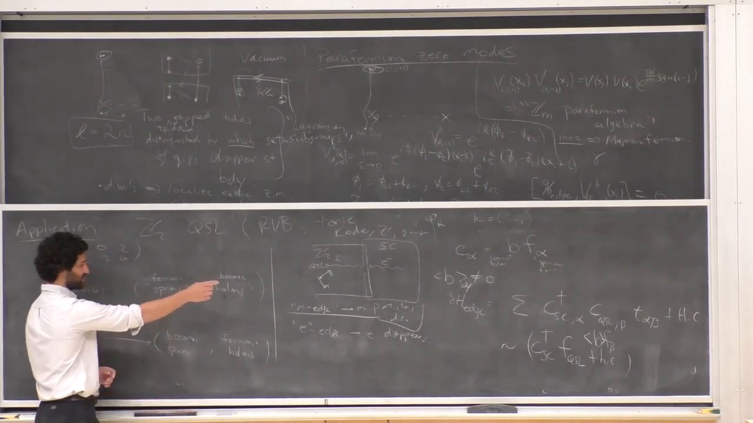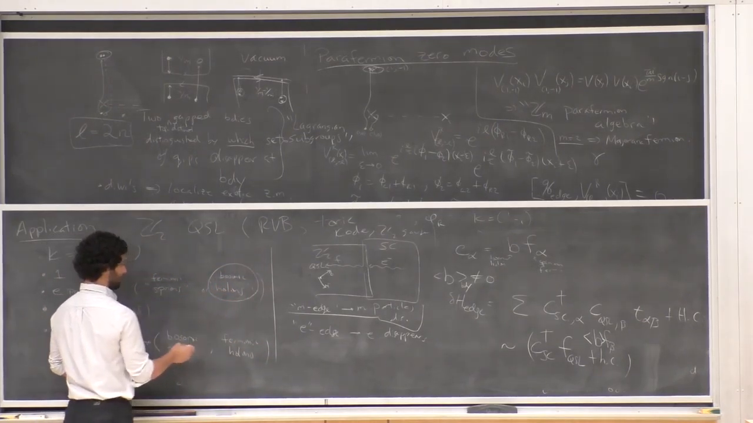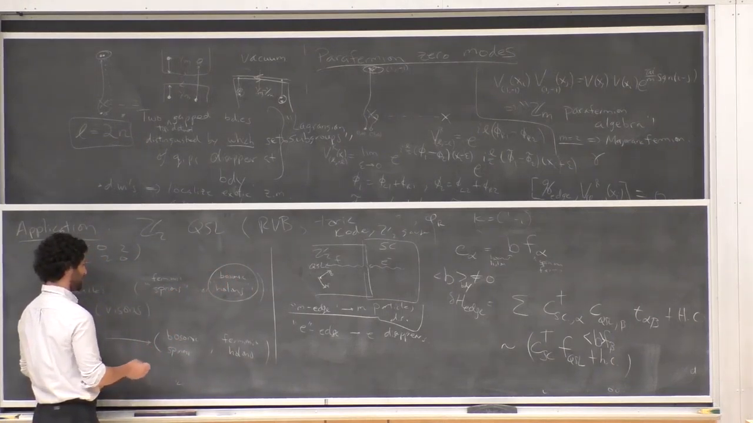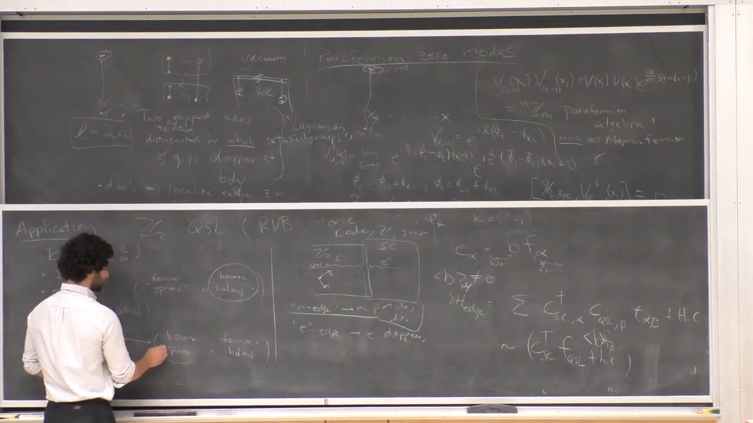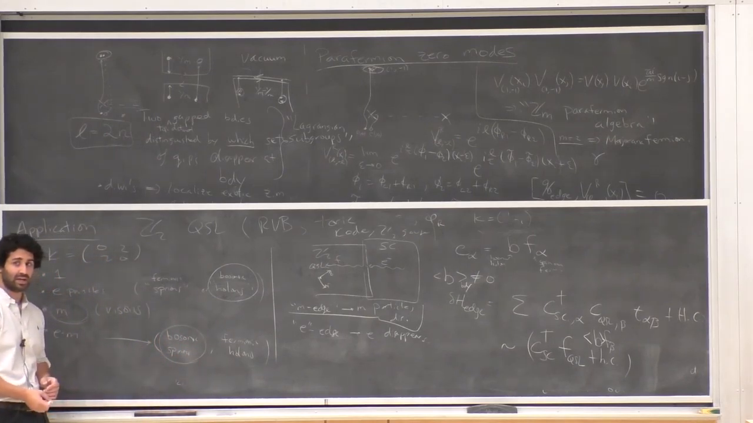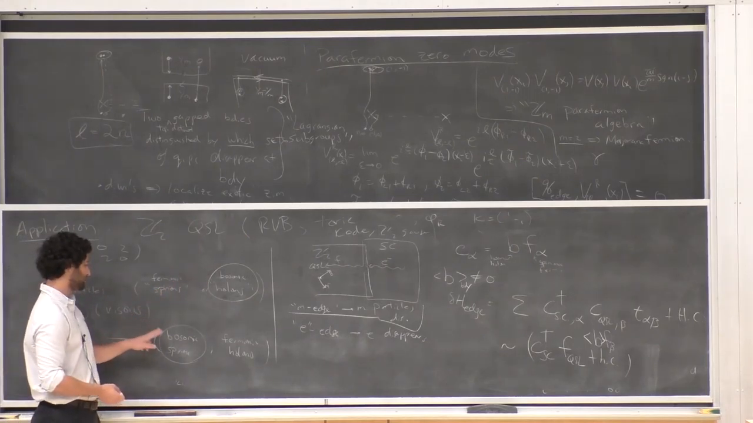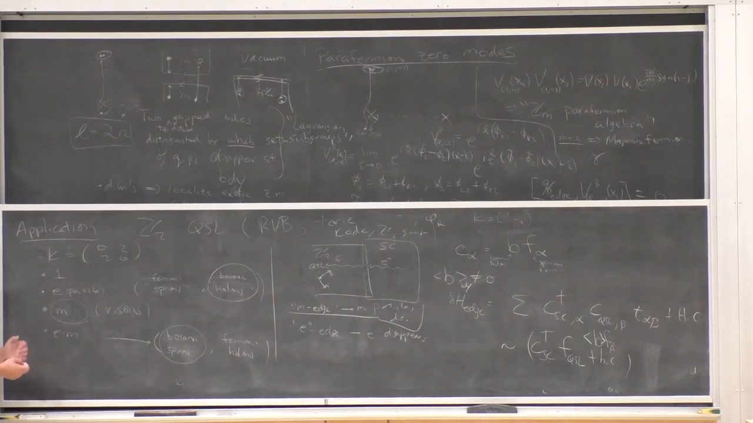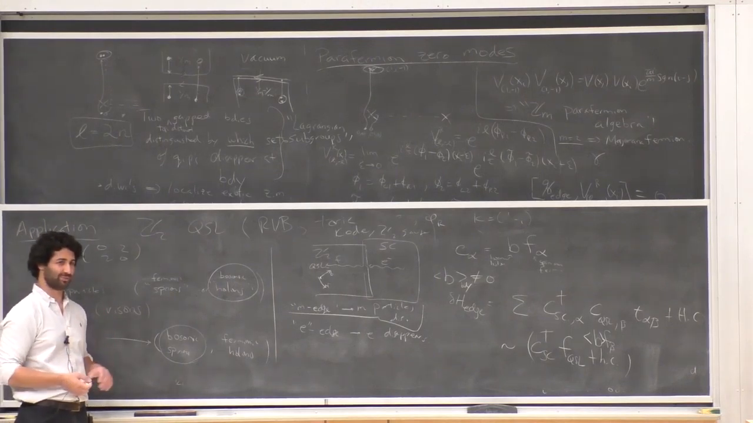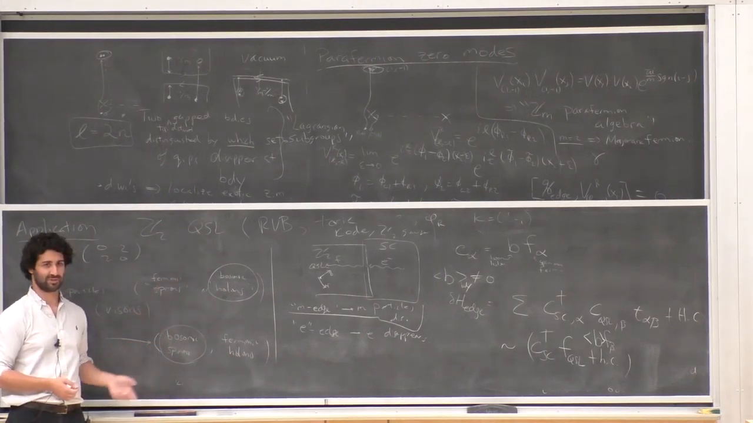So I discussed condensing the bosonic holon, and I discussed condensing the M edge. You could also just condense the bosonic spin-on. And so that's actually yet another edge. So technically, you have three edges, because these are the three different things you can condense.